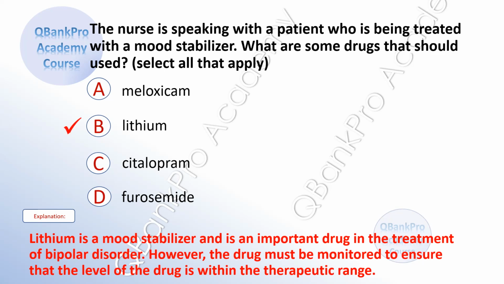The correct answer is B. Lithium. Explanation. Lithium is a mood stabilizer and is an important drug in the treatment of bipolar disorder. However, the drug must be monitored to ensure that the level of the drug is within the therapeutic range.